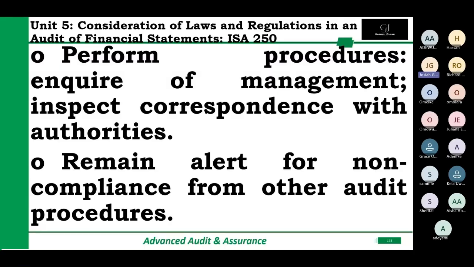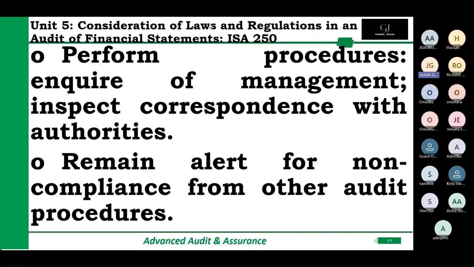Also, performance of procedures: inquiry with management, and inspection of correspondence with authorities independently, without the consent of management, is also very important for auditors. So in performing procedures, they need to inquire whether there have been remittances, check balances, verify balances, and obtain independent confirmations with authorities. These are very important in consideration of compliance with laws and regulations in the audit of financial statements.